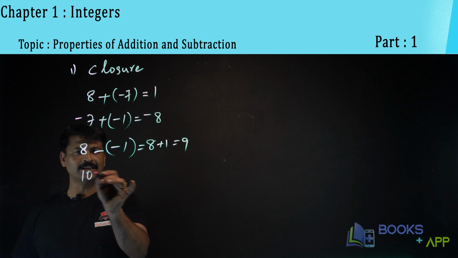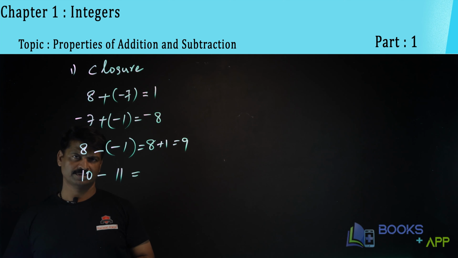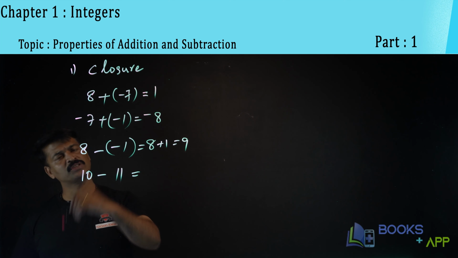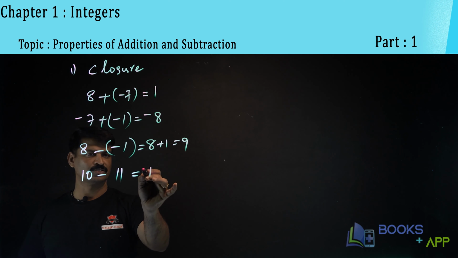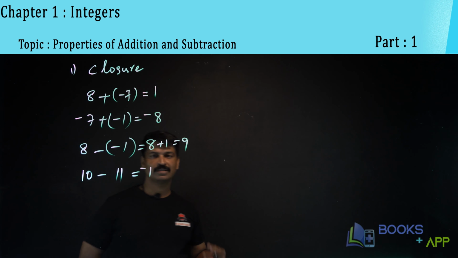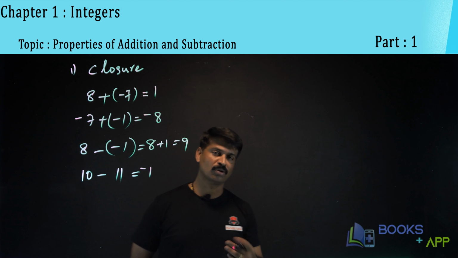Okay. So 10 minus 11. What is the answer? 10 minus 11. Yes, from the greater number you subtract the smaller number, you will be getting 1. Put the symbol of the greater number. You see, minus 1. 10 is an integer. See, minus 11, that is an integer. The answer is minus 1, that is also an integer.